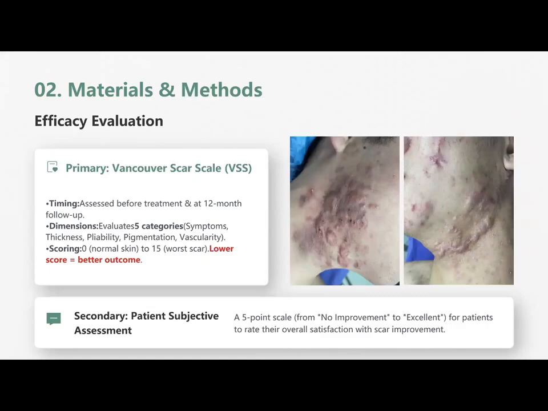To assess efficacy, the VSS was employed as the primary objective measurement. This scale evaluates symptoms, thickness, pliability, pigmentation, and vascularity. A lower score indicates a superior scar condition. Additionally, a 5-point score was utilized to enable patients to subjectively rate their improvement.